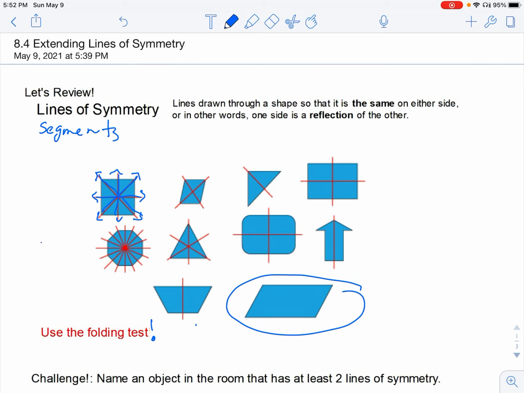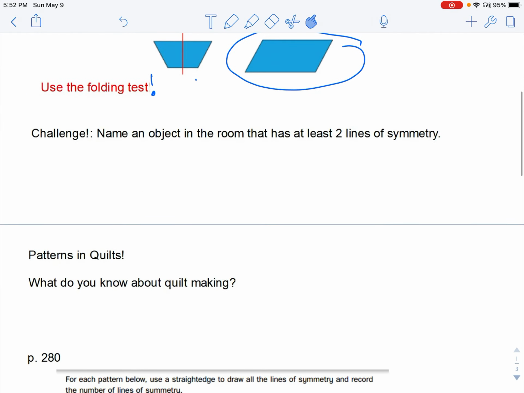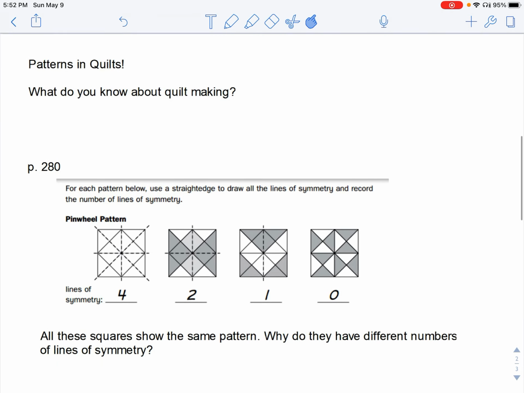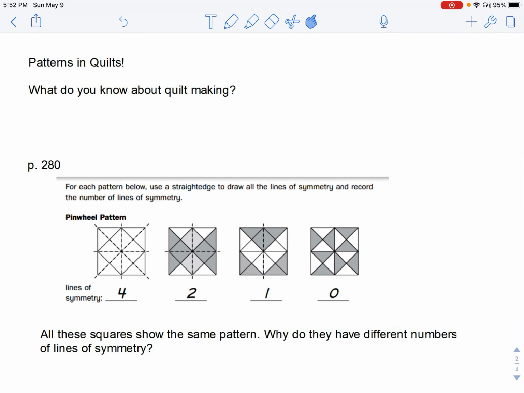So now we're going to look in the context of a quilt. And this is actually on page 280 in your math journal. So you could follow along on the screen or on page 280 if you want to get some extra practice after this video. Well, what do you know about quilt making? Maybe some things you're thinking are that quilts are often in a square or rectangle. However, they have different shapes and patterns within them. A lot of the patterns repeat oftentimes. So we're going to look at some samples from quilts and analyze the lines of symmetry in them.